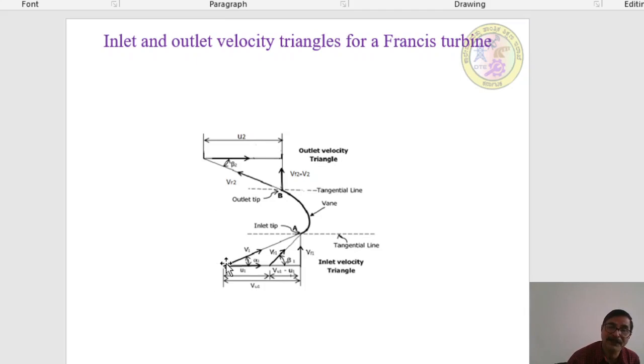As usual, the water enters at an absolute velocity V1 and it strikes the inlet tip of the blade radially. So this V1 is resolved into two components. One is the horizontal component, that is called the whirl component. The other one is the vertical component, that is the flow component or flow velocity. Now the velocity of water flowing over the moving blade is the relative velocity Vr1 at an angle of beta 1. This is the absolute velocity of the water V1 at an angle of alpha 1.